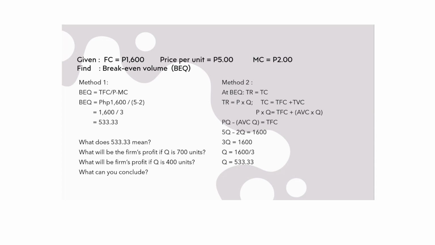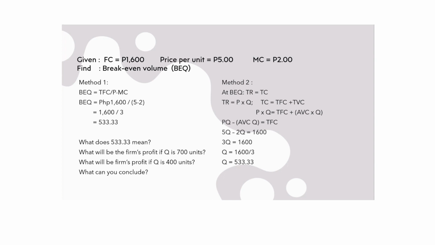Since at the level of 533.33, the firm is already able to cover the fixed cost and the variable cost of producing at that break-even point, it has covered all of the costs. So we'll have to get the difference of 700 and 533 and multiply that difference by the contribution margin, which is 5 minus 2. So we have 3 times the difference between these two values. So that's how we compute the firm's profit.